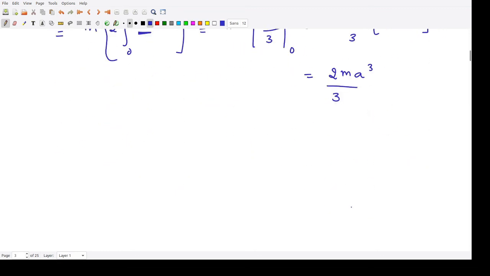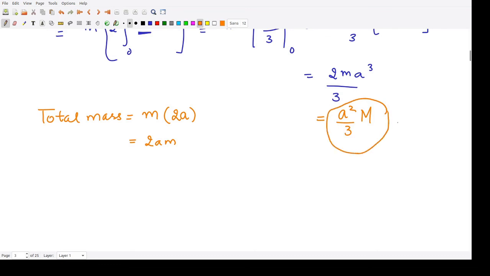And what would be the total mass here? The total mass of the rod would be nothing but the per unit mass into the total length of the rod, that is 2a. So it would be 2am. So this answer would be, 2 is utilized, right? So we have a square by 3 into capital M as the moment of inertia in this particular case.